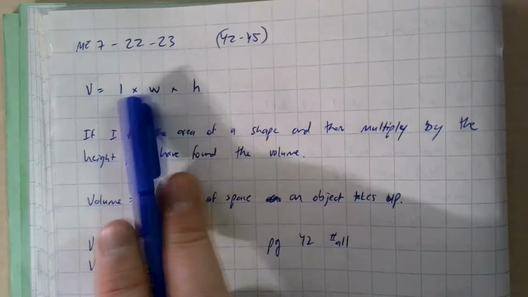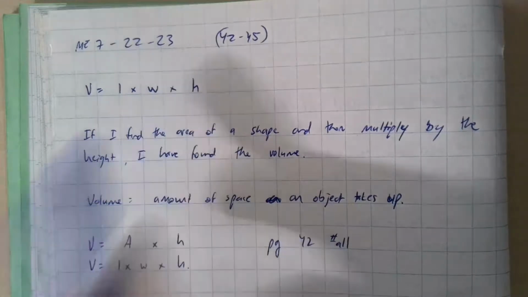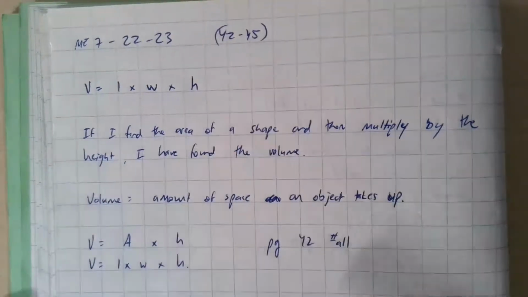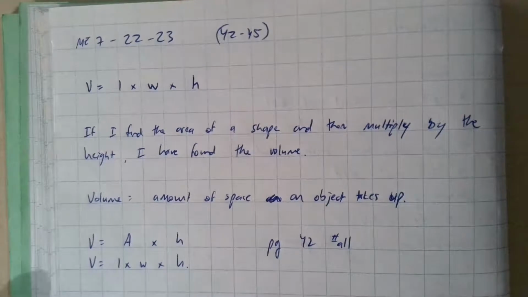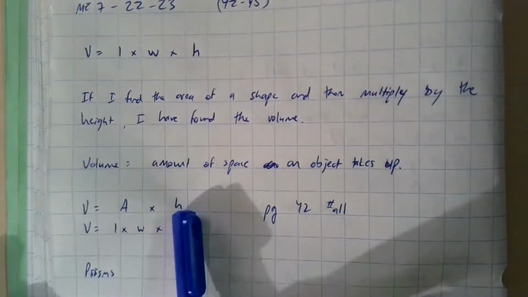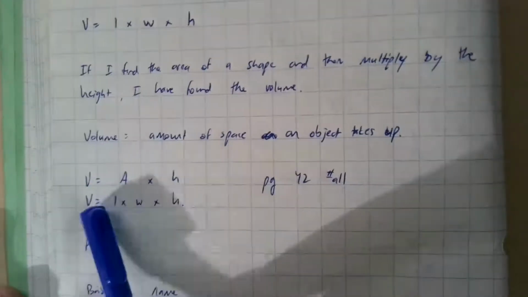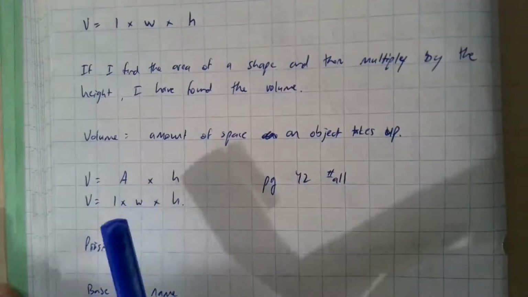This little formula right here, L times W, is also area. So if I find the area of a shape and then multiply by the height, I have found the volume. So what that looks like is volume equals A times H. Or if we want to break it down even more, we do volume equals length times width times height.